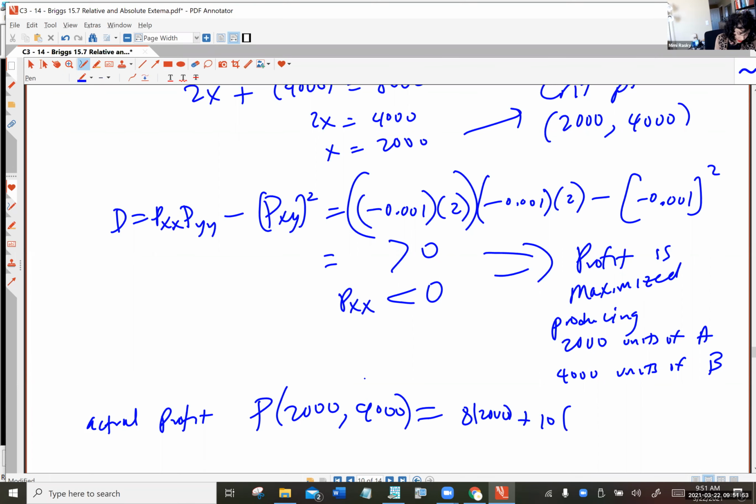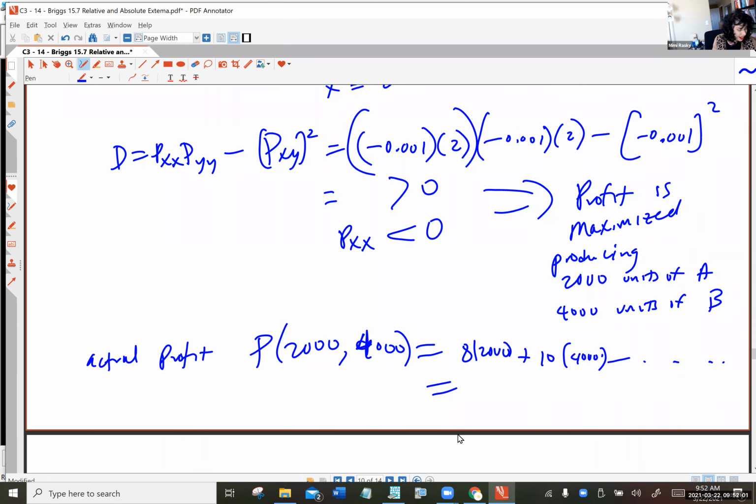that's a 4, not a 9. My 4s and 9s look terribly similar. Minus, etc. I'll just say, plug it into the original function. I get 18,000, and that's 18,000 bucks. So the profit is 18,000 when you're producing 2,000 units of A and 4,000 units of product B. Yay! And that's a nice business economics application for optimization.